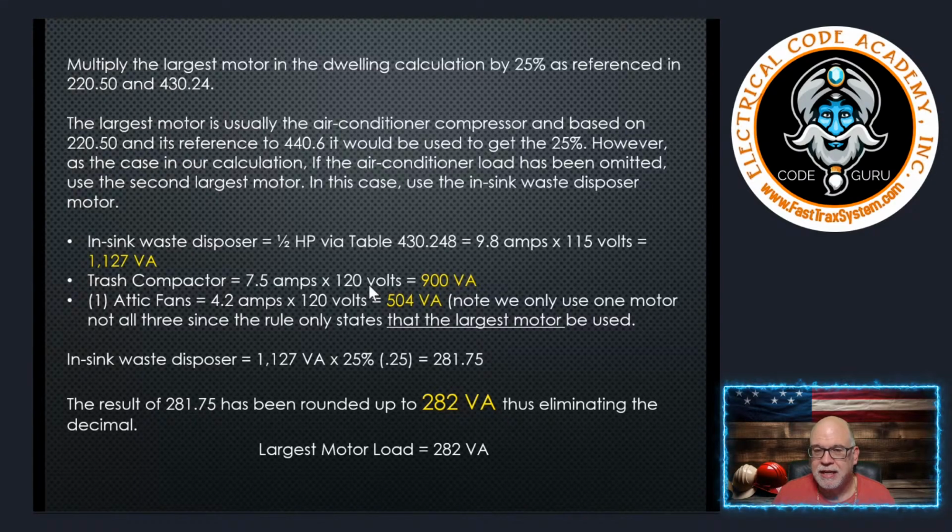In our equation, as you see on the screen, the next largest actual motor is the waste disposer, and that was 1,127 VA. Now, we only want 25% of that, because we already took it at 100%. Even though we got the luxury of applying a 75% demand to it, it doesn't matter. We already have it figured in. So all I want to do to meet code is add that extra 25%.